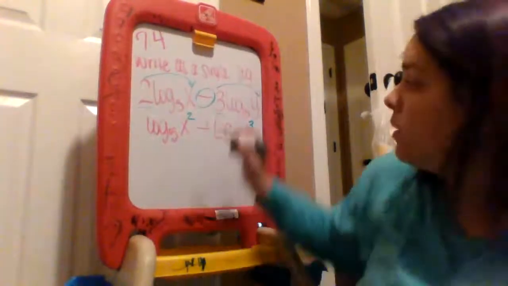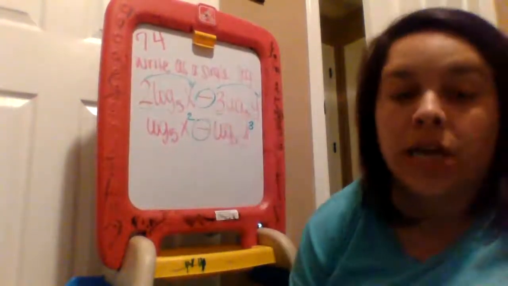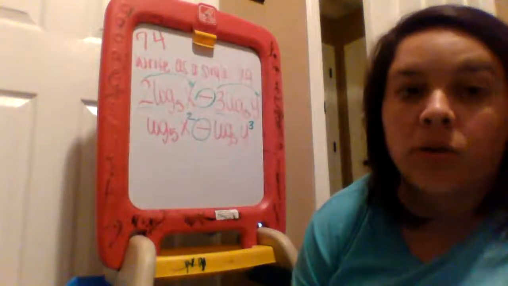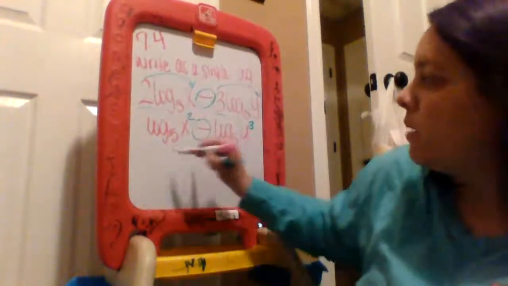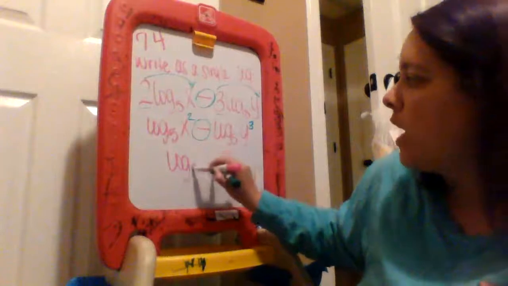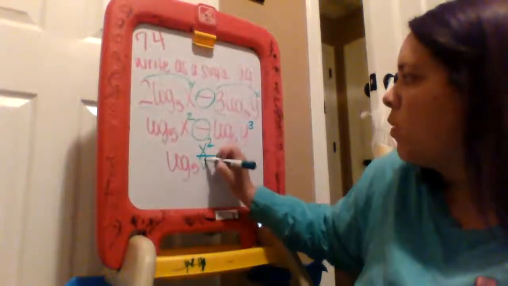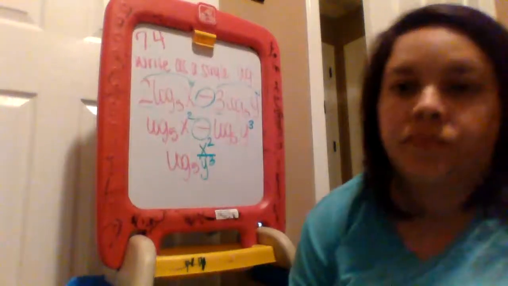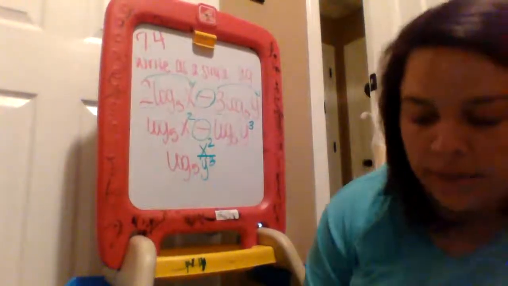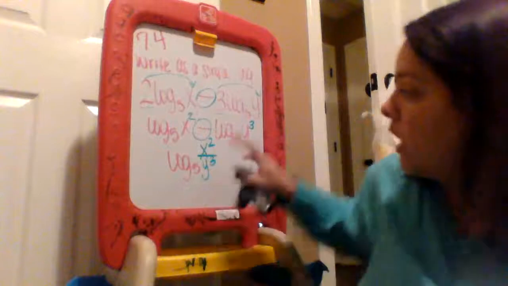And then I still need to put these together because of the subtraction. And the subtraction would go back together with the quotient property. So this would become log base 5 of x squared divided by y cubed. And that would be it. All right, we're going to go backwards now. They're going to give us this, and they're going to want this.